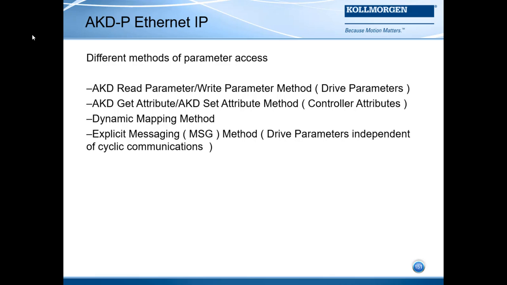The different methods for parameter access are as follows. The AKD read parameter write parameter method reads or writes from or to drive parameters. The AKD get attribute set attribute method reads or writes from or to the position controller attributes. There's also dynamic mapping, which we covered in video 10. Finally, there is explicit messaging, which uses the MSG or message instruction in RSLogix or Studio 5000, which is independent of cyclic communications. Each of these methods has pros and cons, which we will cover in this video.